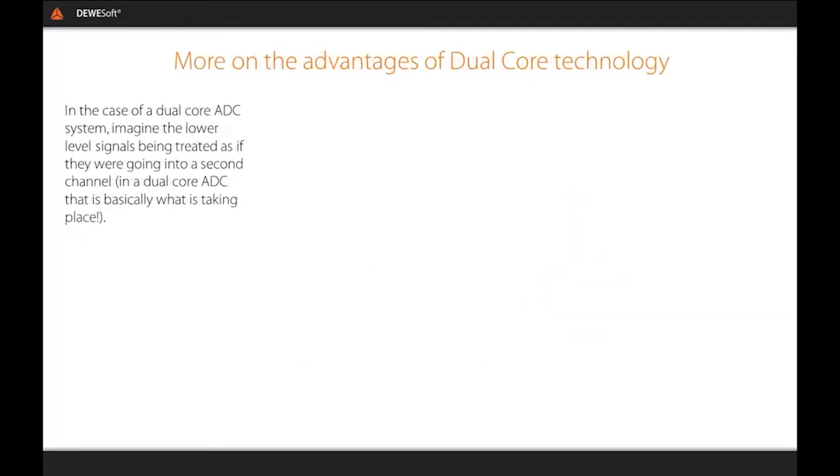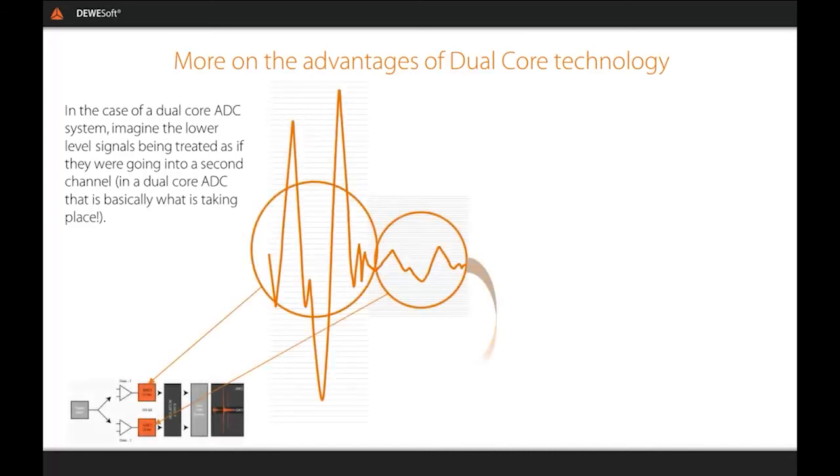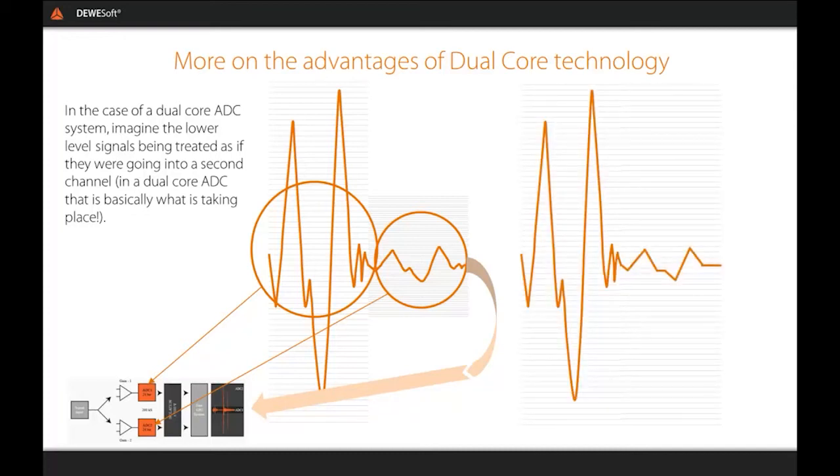Again, with the addition of the second core, you effectively retain both the high and the lower level data. But with a single core, you may have to sacrifice your low level quality. And if you look at the screen, you'll see what the data really would have looked like if you'd been able to quantize to a greater degree of accuracy.